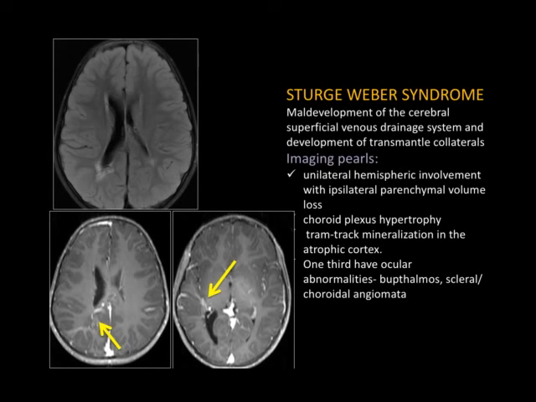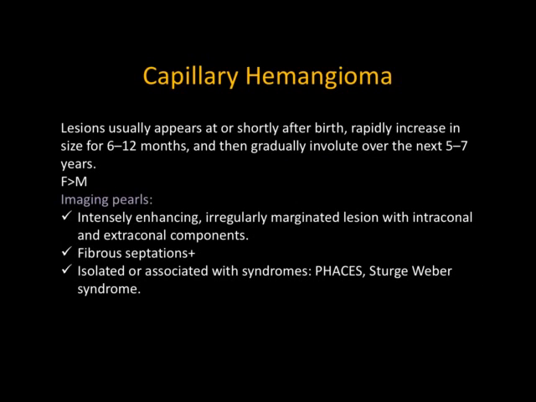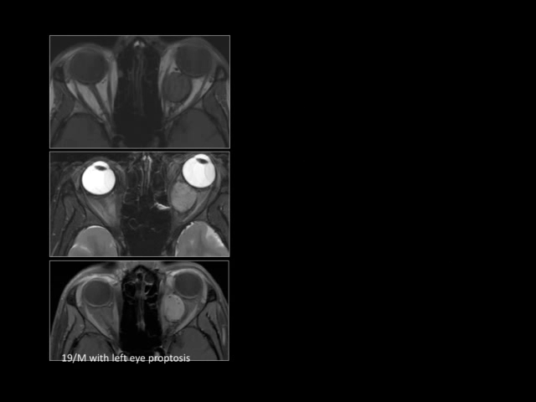Sturge-Weber syndrome, remember, always do the orbit and you will see some sort of vascular malformation. So that was capillary hemangioma. Capillary or cavernous? It was actually capillary hemangioma, and these are transspatial. They go into multiple compartments; they won't be restricted to only one compartment. Okay, next.